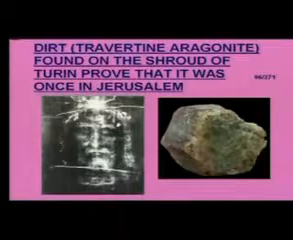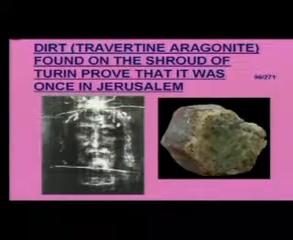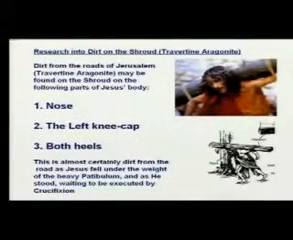Now, there's also some dirt on the Shroud of Turin. It's called travertine aragonite. Now, when Jesus fell carrying that heavy crossbeam, he picked up some dirt from the streets of Jerusalem. And you can find that dirt, called travertine aragonite, on the places on the Shroud of Turin corresponding to his nose and his left kneecap, and also both heels.